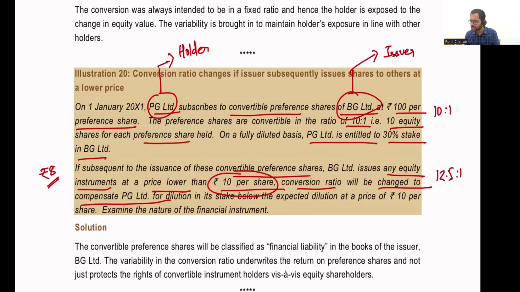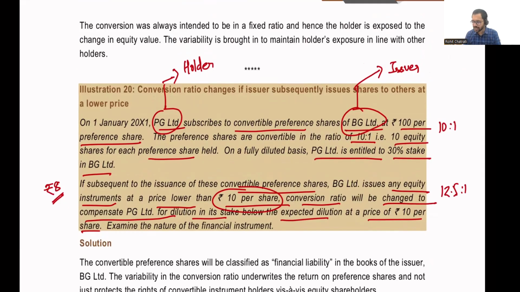And what we are actually saying is the conversion ratio will be changed to compensate PG Limited for its dilution in the stake below the expected dilution of 10 per share. So the terms of the instrument state that the conversion ratio is fixed at 10 is to 1 generally, but if let us say BG Limited is issuing shares in the market at a price lower than 10 rupees, then the conversion ratio will be increased to 12 and a half. It will be increased to 12.5 is to 1 to compensate PG Limited for the dilution in its stake.